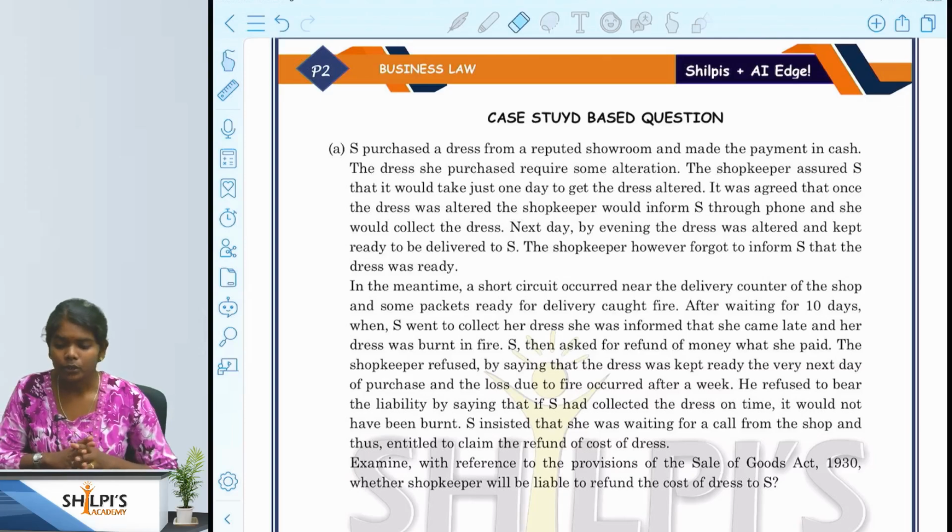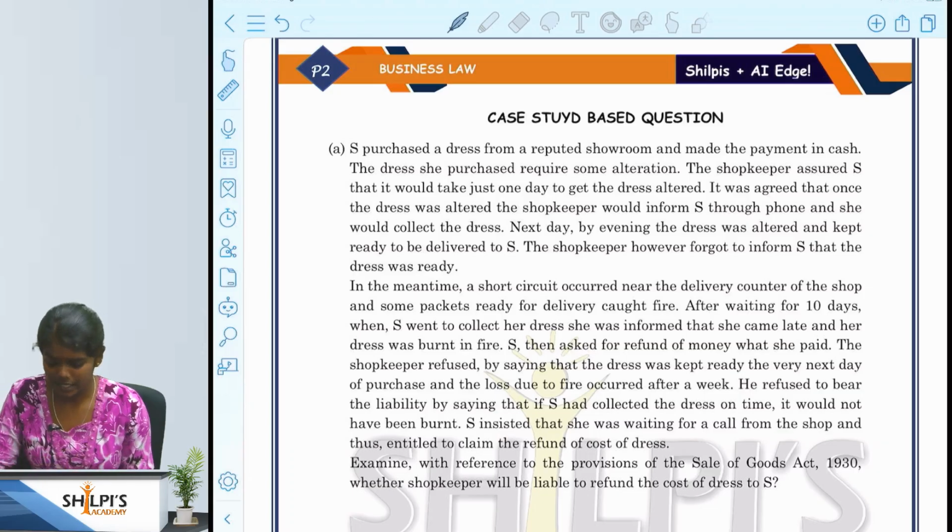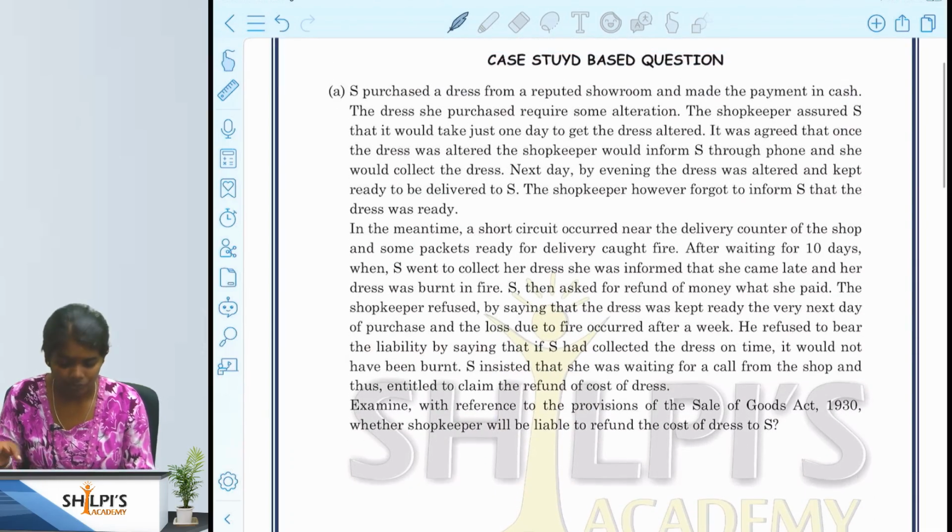So today we are going to discuss how to write a case study in a CA Foundation exam. And this is Aarti from Shilpis Academy. Let's start. Look into this illustration.